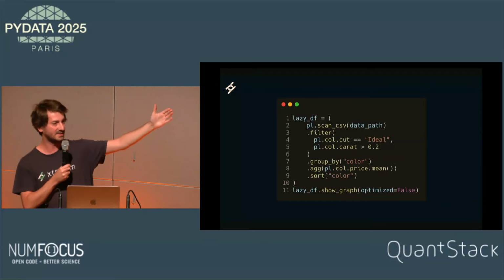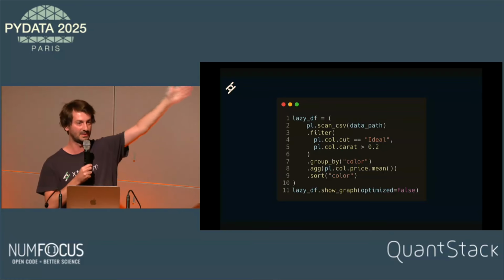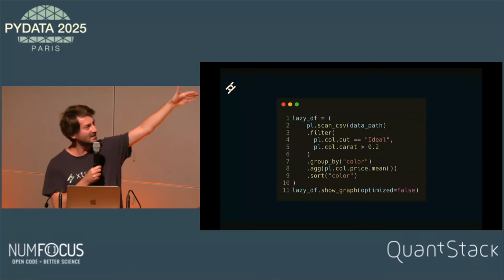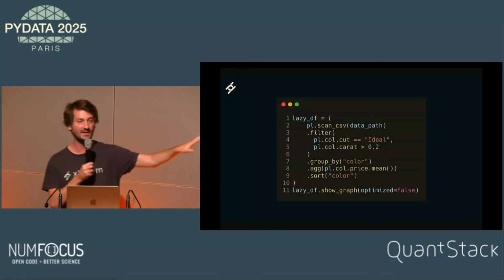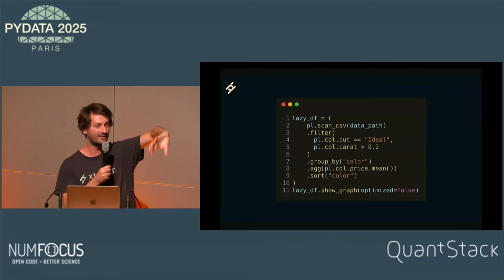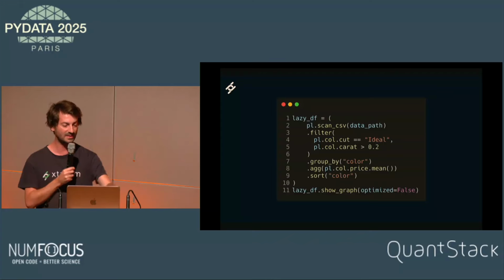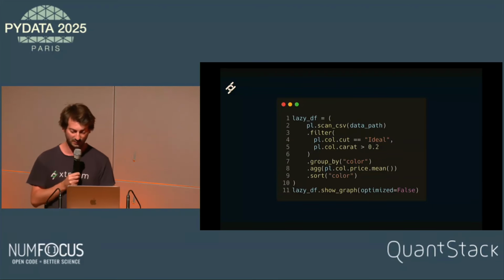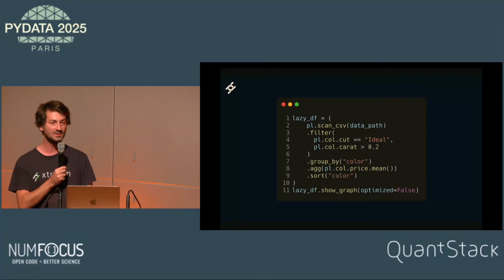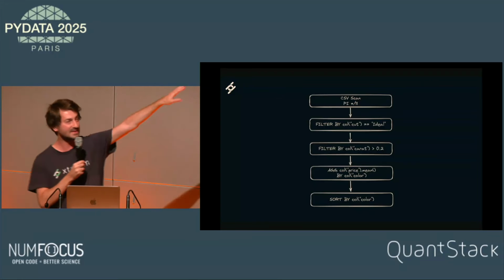If you want to reproduce this example, there is a repository at the end of the talk. There is also live coding that I will not have time to do, actually. But still, you can avoid running the collect, so you don't touch the data, and you can run the show graph method on the LazyFrame that shows you the query execution plan. If you do it with optimized equals false, so please, Polars, do not perform any optimization, which is a very stupid thing to do, but we will do it anyway, you will see something like this.